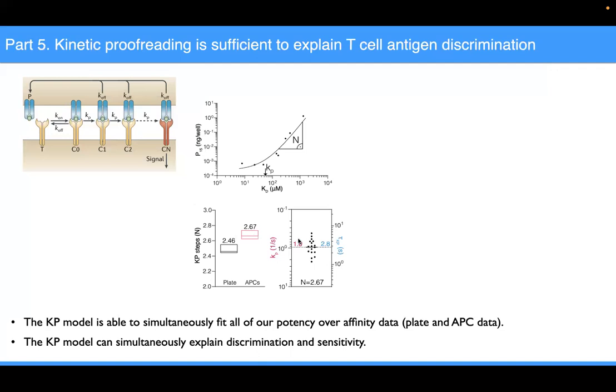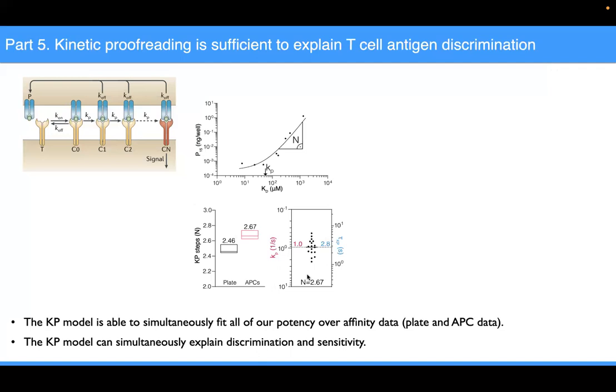And the rate of each step was about 1 second. And therefore, if you took N and divided it by 1, you got about 2.8 seconds for the total time between binding and signaling. And so what we did is we used these parameters to basically ask, can we explain a discrimination power of 2, which of course we could, because that's the data we fit.